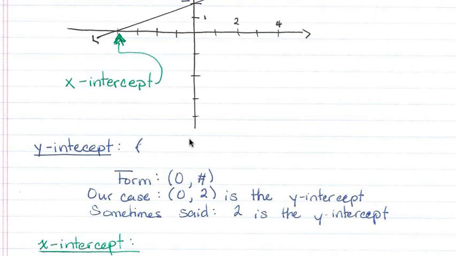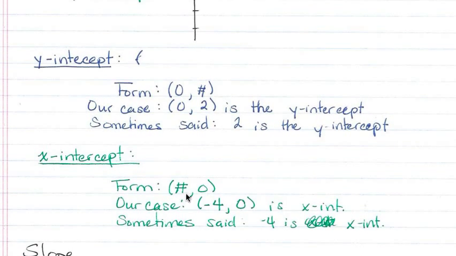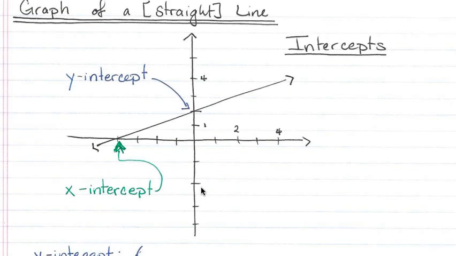Now, for the x-intercept, you've got the same idea. The form is (number, 0), the opposite. Because with the x-intercept, you are not going to go up or down because you are on the line. That is, by definition of the x-intercept, you're going to be on the x-axis, which means you're not going up to y = 1 or down to y = -2 or anything like that.